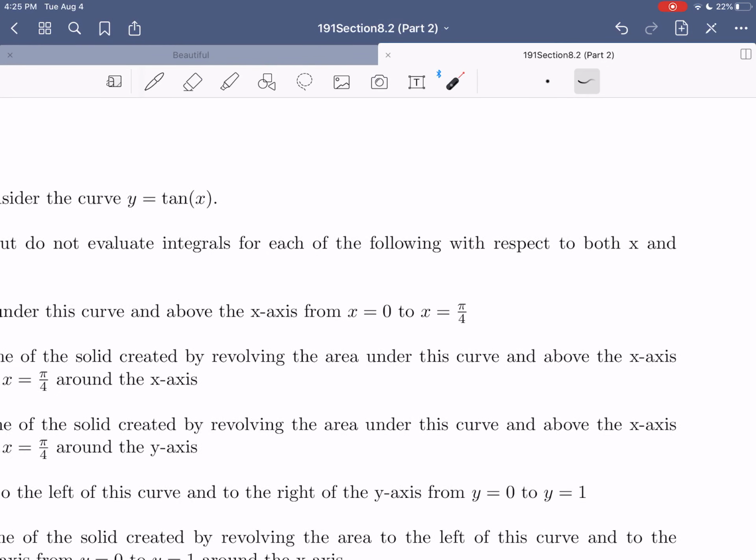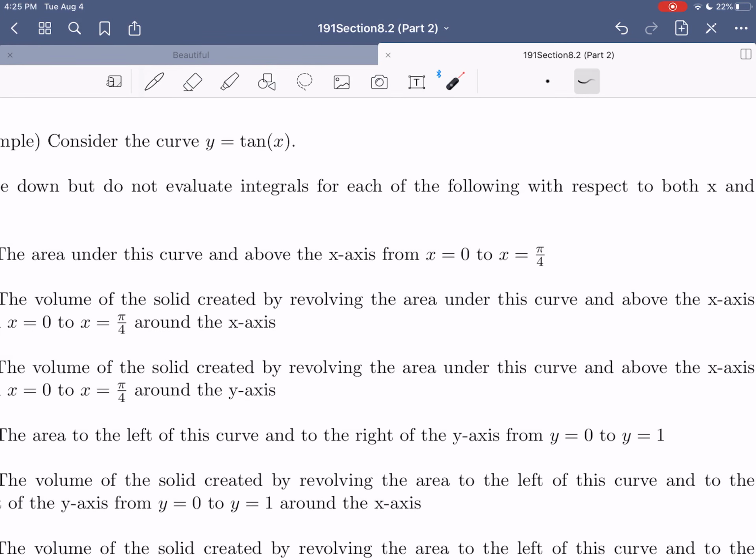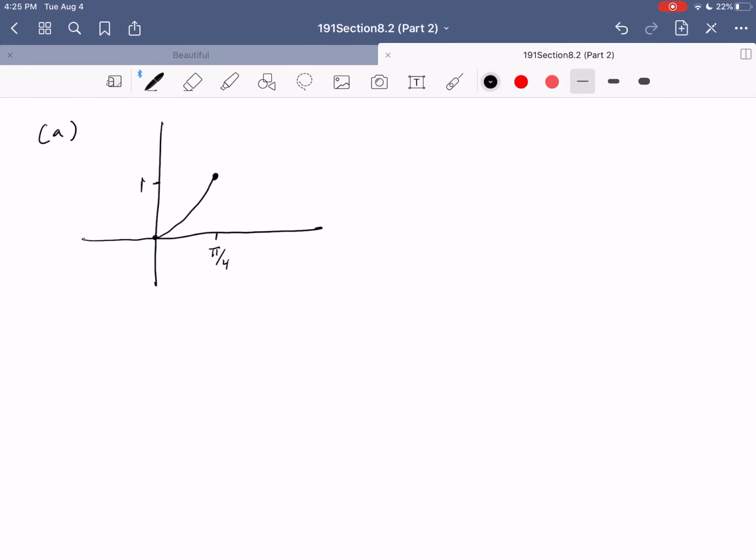Now, we're also looking at an area, so we need to define the region, not just the curve. We want the area under this curve and above the x-axis. So the area we're going to be interested in is this blue shaded region. Okay, so let's write down some integrals there. We'll go ahead and do the dx first.